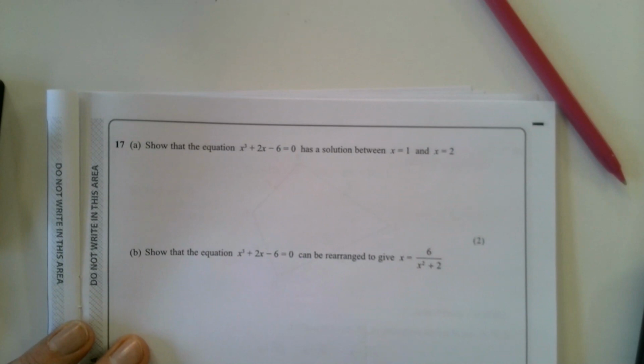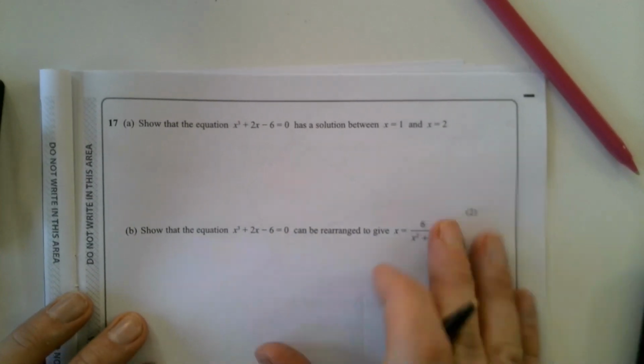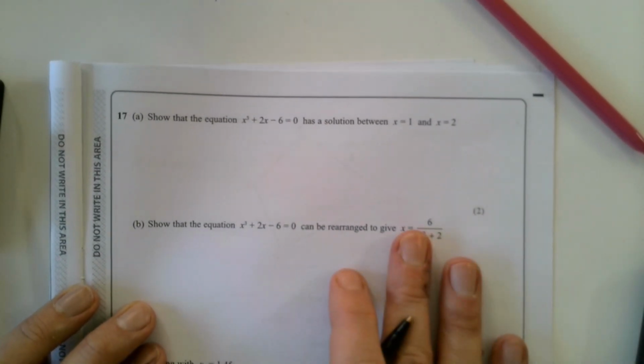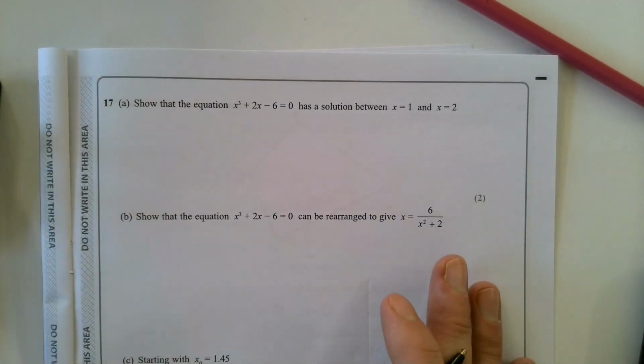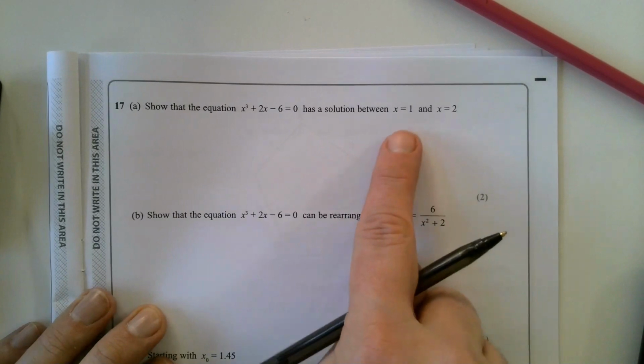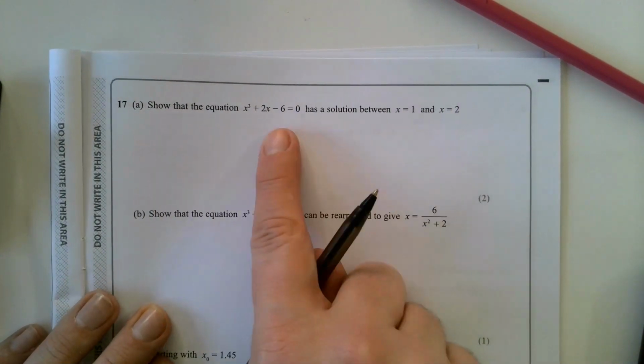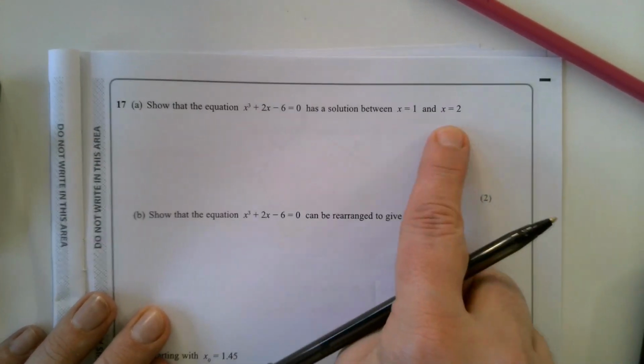Question 17. Now, this is give me marks. And I promise you, once we've been through this, you'll think, is that all I needed? It tells me the equation equals 0 is between x equals 1 and x equals 2.